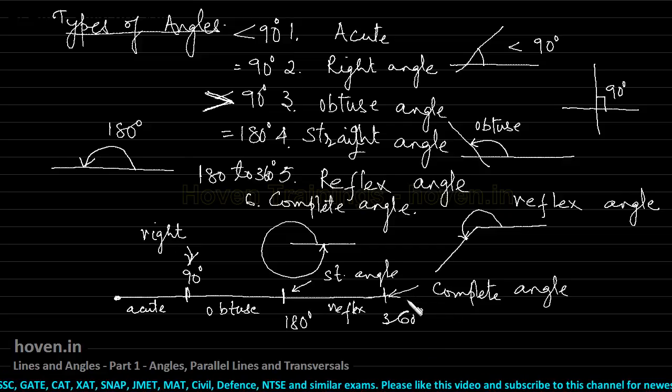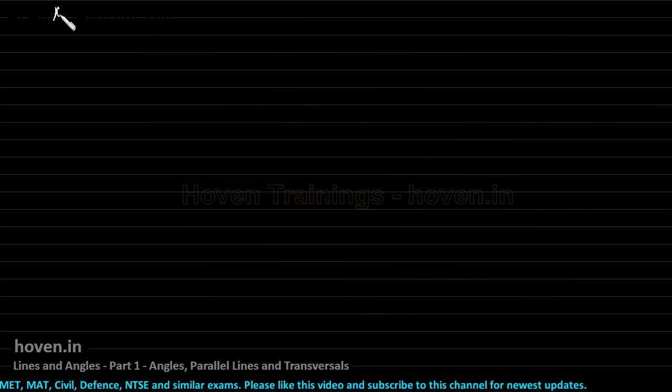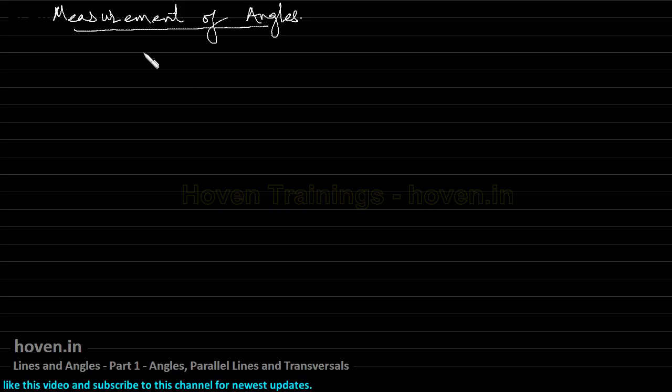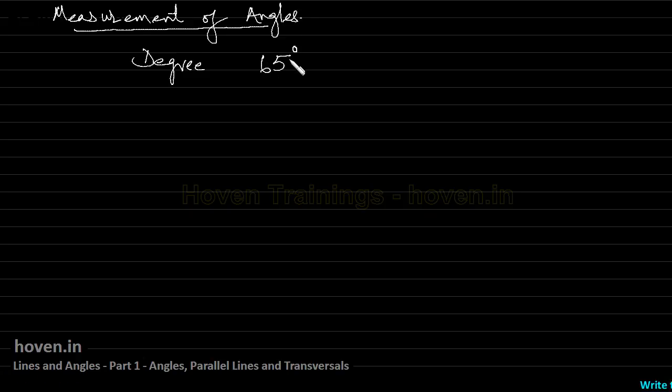After this, let us see how angles are measured. Measurement of angles. The oldest unit of measurement is called the degree. It is represented by a small zero up there. For example, an angle of 65 degrees is written as 65°. This angle starts at 0 degrees and a complete angle moves to 360 degrees.